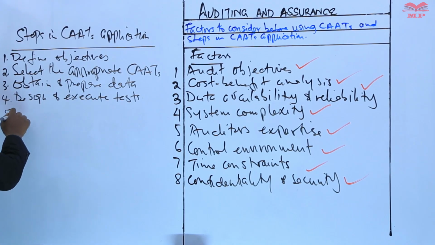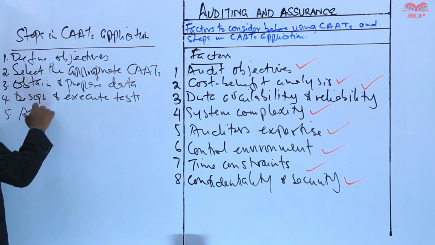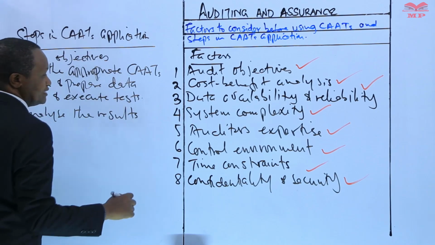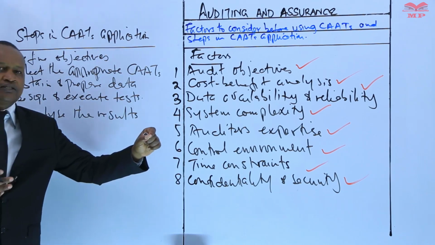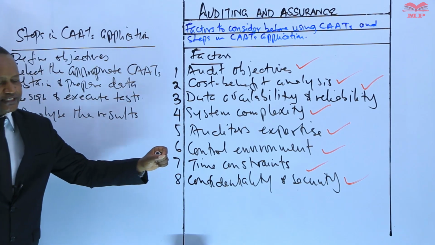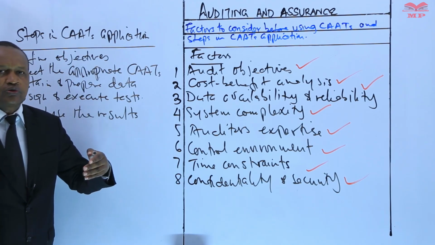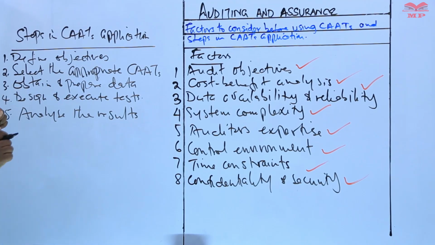The next obvious step is to analyze results. After executing tests, the auditor can then analyze the results. Carefully analyze the results that are generated by the CAATS. In analyzing the data, the auditor can identify anomalies, errors, or even control weaknesses.